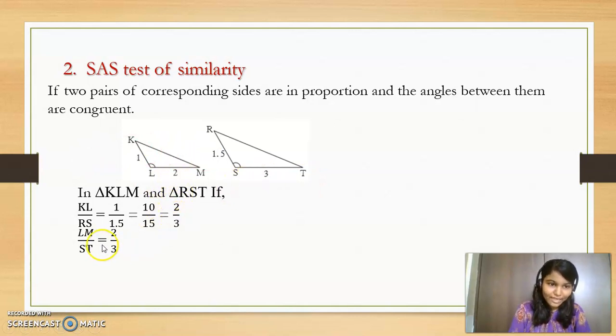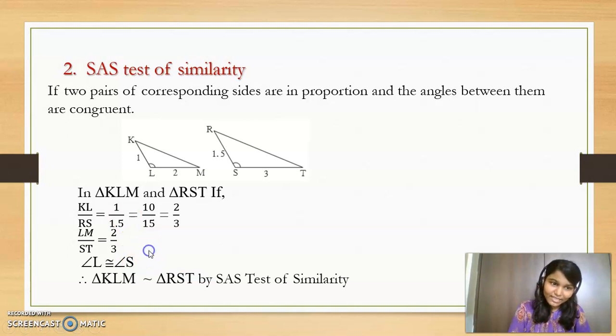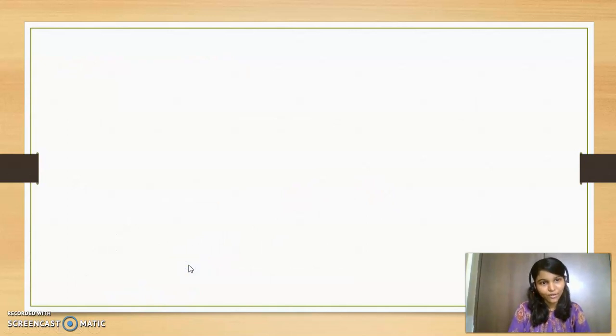Now if you look at this and this side, can I say that two pairs of corresponding sides are in proportion, that is this and this pair? तो इन दोनों के बीच में कौन से एंगल्स है? एंगल L और S भी कॉन्ग्रुएंट होना चाहिए. Yes, they are congruent because you have this congruency sign. Then we can say that triangle KLM is similar to triangle RST by SAS test of similarity. Clear, students? Now we will see the last test of similarity, that is SSS test of similarity.